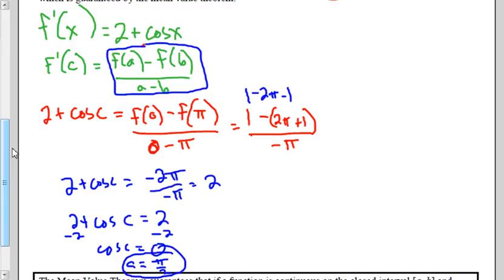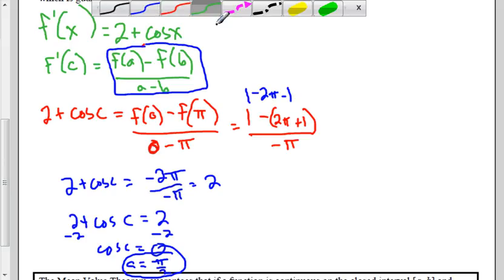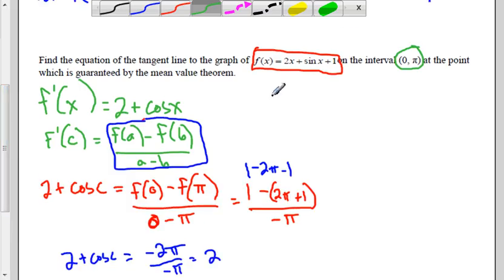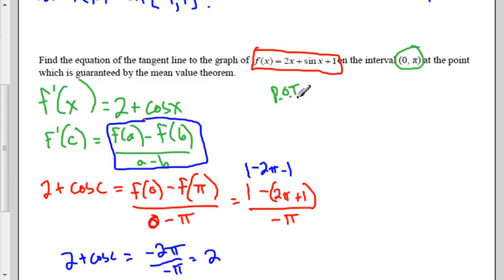Okay. All right, all that work, and we're still not done. We need to come up with the equation of the tangent line. So if I know my x is pi over 2, now let's come back up here. First, I want to find the point of tangency. Okay, so I know x is pi over 2, and now I'm going to put it back into the original function.